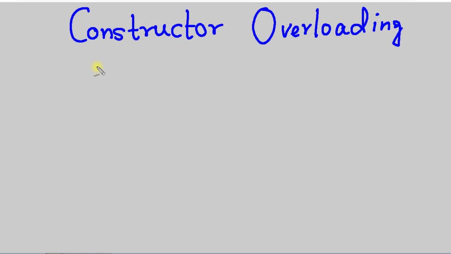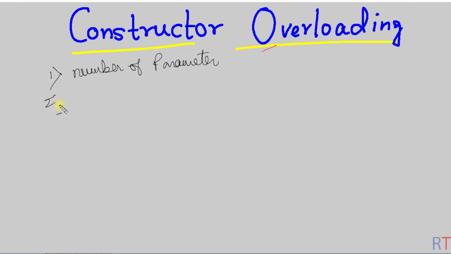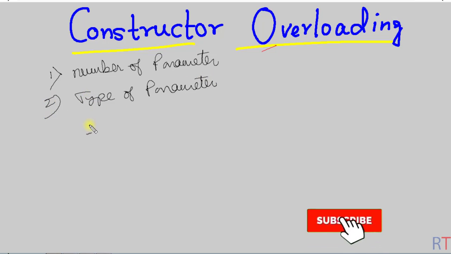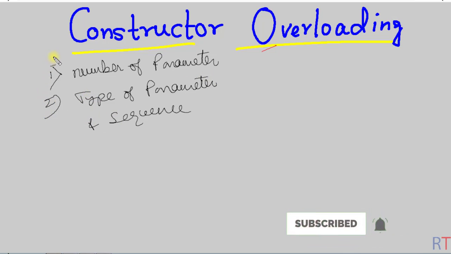Hey, what's up guys? In this video we're going to talk about constructor overloading in Java. Constructor overloading means we can have multiple constructors in one Java class. To have multiple constructors, they should differ in the number of parameters they have, the type of parameters, and their sequence. So we can have multiple constructors in one Java class.